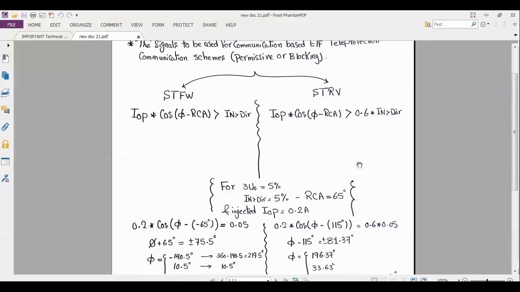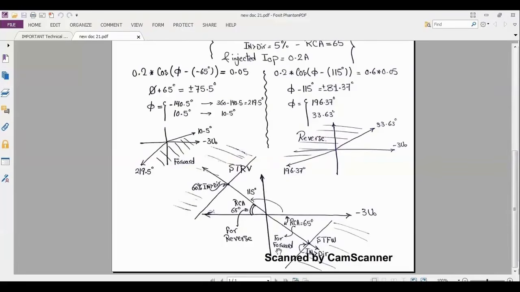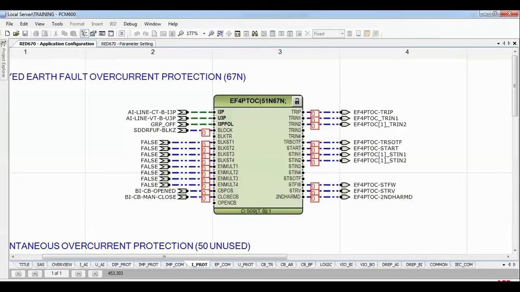Is that clear? This means if I want to apply this here, I have my polarizing quantity of 3U0. I have the line for start forward and the line for start reverse. The I operating must be greater than IN>Dir, and in reverse it must be greater than 60% of IN>Dir. 100% of what? Okay. I will go to the settings and calculate the equation if I look at the settings.